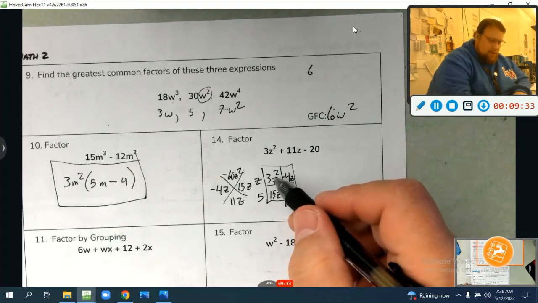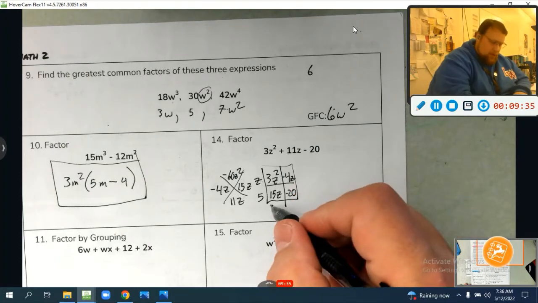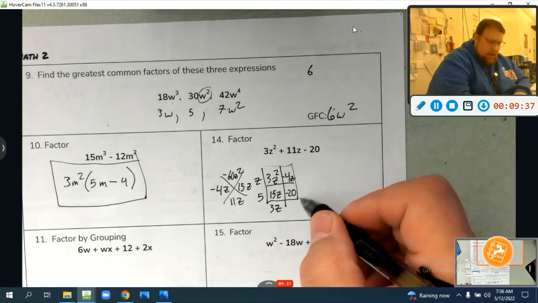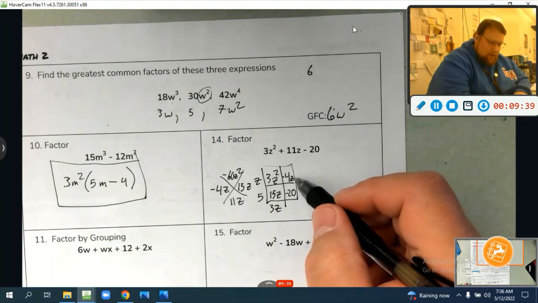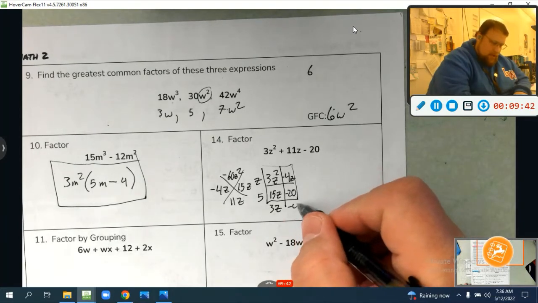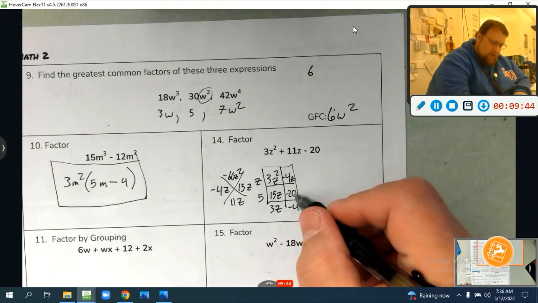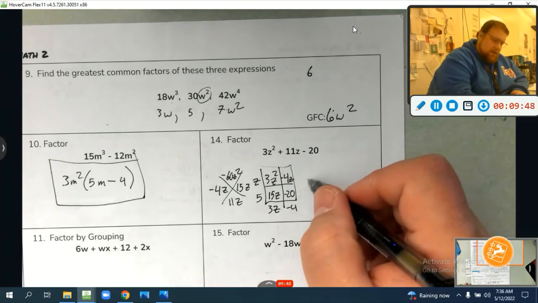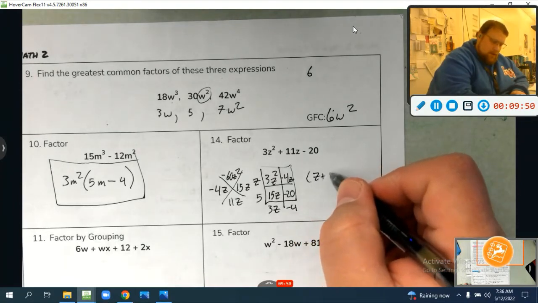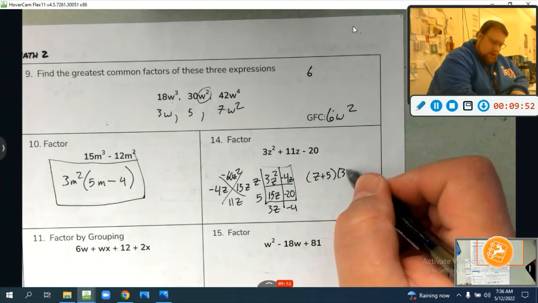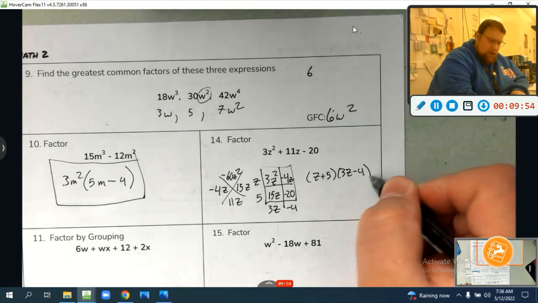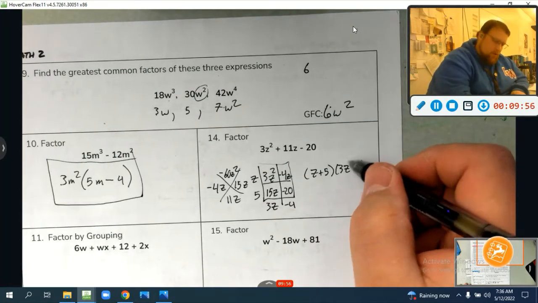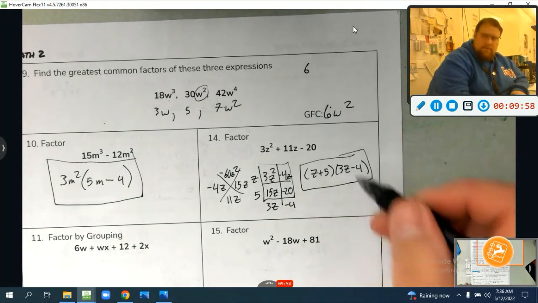And what times z is 3z squared? Well, 3z. And what times z is negative 4z? Well, that'd just be negative 4. And let's see if it works. Negative 4 times 5 is negative 20. Boom, it works. So I now know that my answer is z plus 5 times 3z minus 4. Nothing else looks factorable. I'm calling that good.